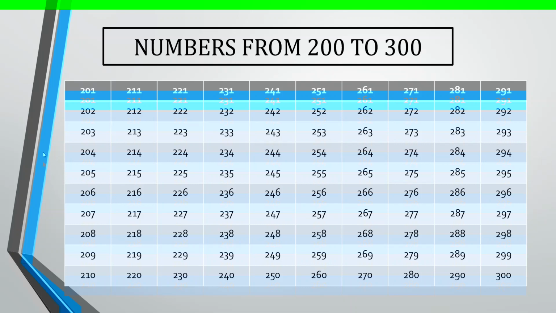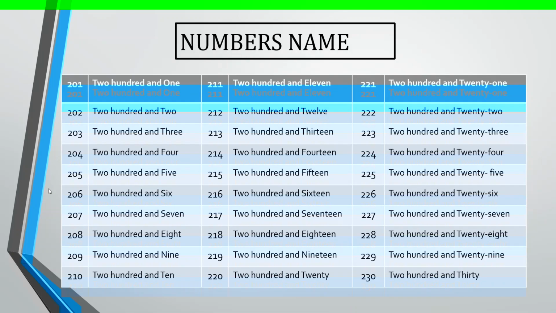In the next slide, you can see the numbers name. It's counting from 201 to 230. You can write and read the spelling in this slide. You can read the spelling.